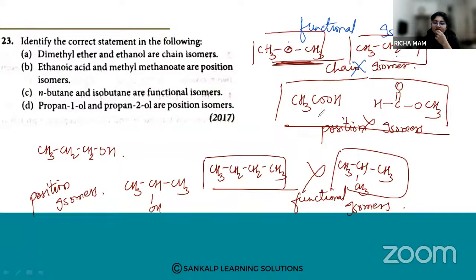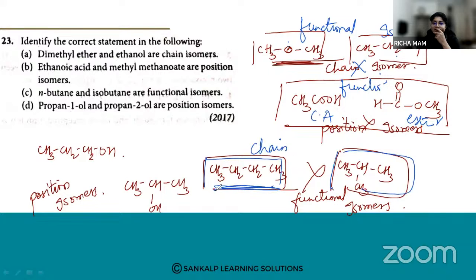Here you can see this is a carboxylic acid and this is an ester. So this is a functional isomer. Again, this is also a functional isomer. Then here you can see the number of carbon atoms are the same. This is not a functional isomer, but this is a chain isomer. This is a straight chain and this is in a branched form. So this is a chain isomer. So this is also wrong.